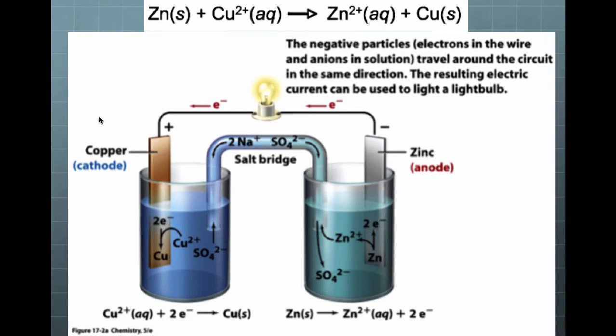So this is an entire wet cell. It requires electrodes. If the circuit is broken, if the wire breaks, or there's a switch, it stops the circuit. If the salt bridge is taken out, we'll ask that in a slide coming up.